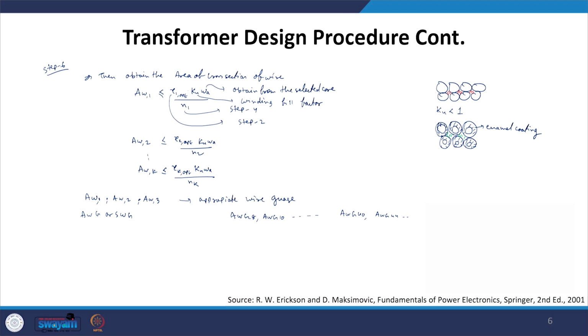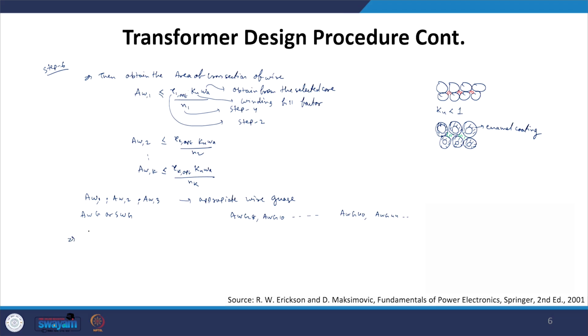So using this one you can then select the wire sizes, and then using that you are able to purchase the required wire size, and then you can use that to wind your transformer, because you already know the number of turns, you already know the core size, and you just have to buy the required wire sizes and then wind it.